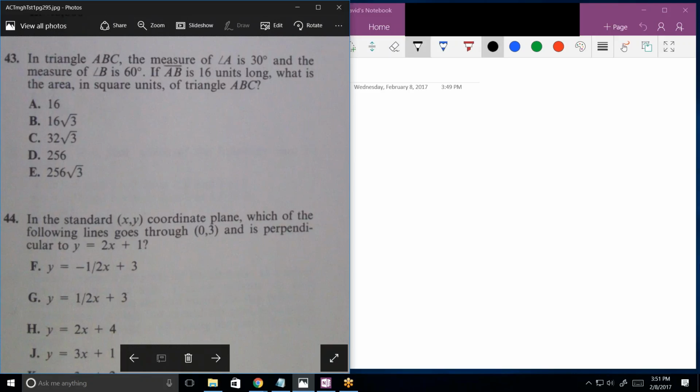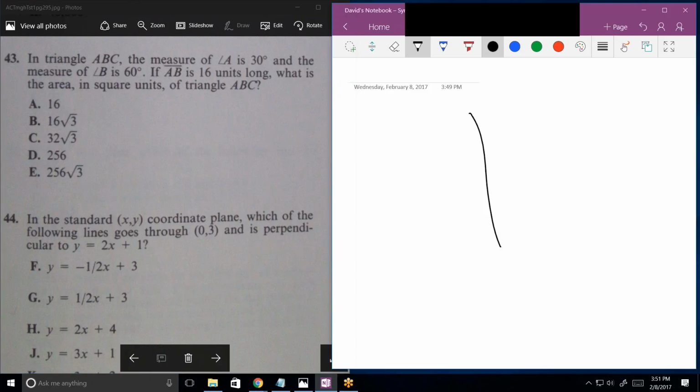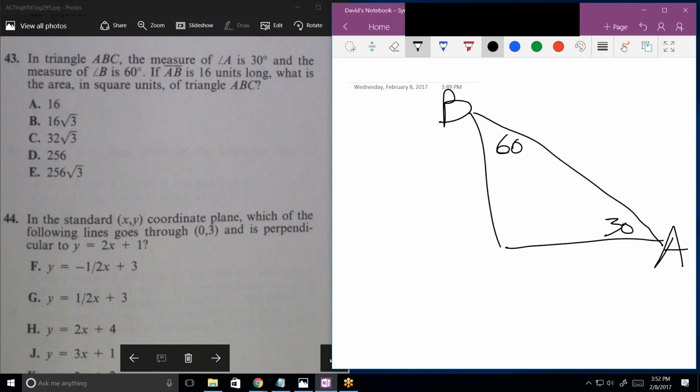I'm going to draw a picture on this. Angle A is 30 degrees. We'll let that be A. Angle B is 60. So that's 30, that's 60, that makes that 90. Oh, it's a special right triangle. And if AB is 16, what's the area of the triangle?